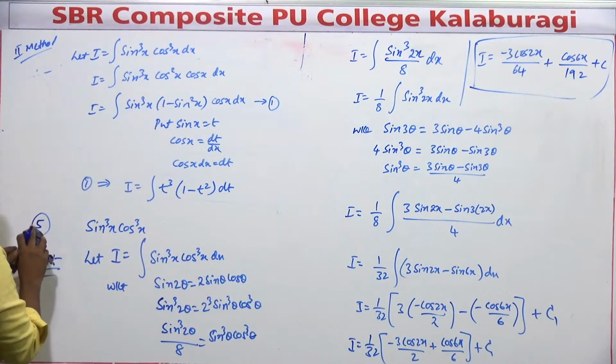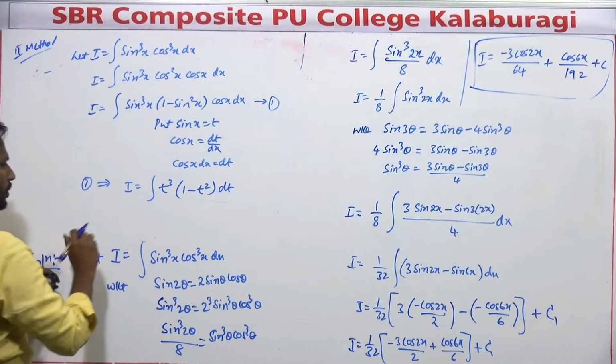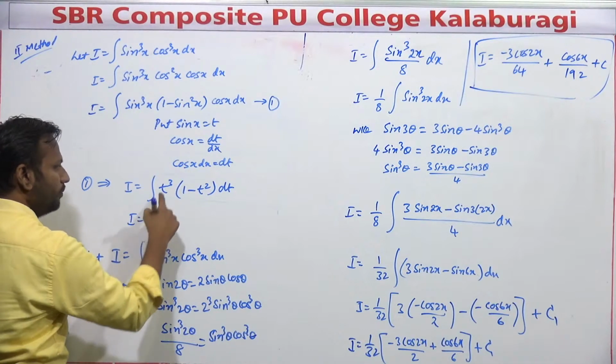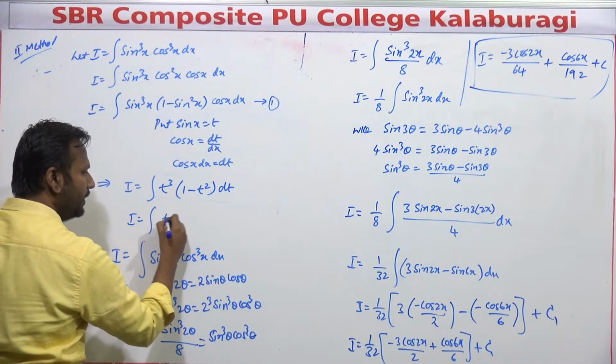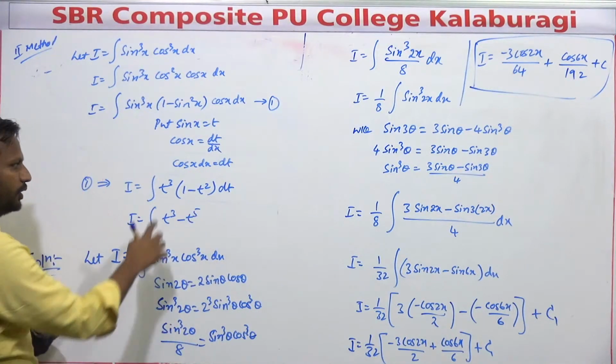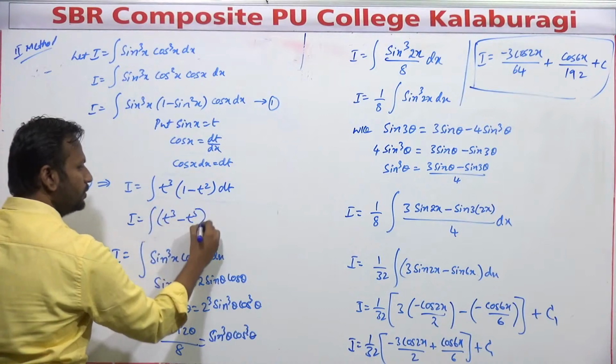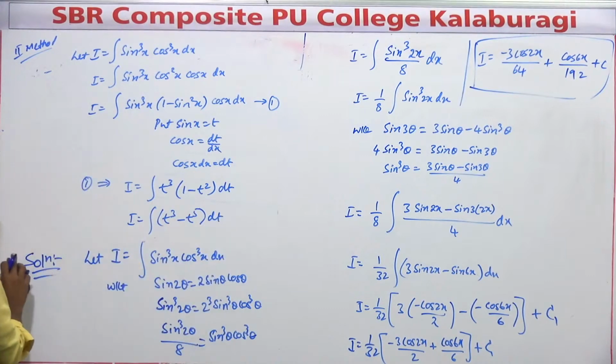So further you integrate it. This is the second method I am explaining to you. So I equals the integral of, multiplying inside, t cube into 1 is t cube, and t cube into minus t square is minus t raised to 5. A raised to m into a raised to n is a raised to m plus n, so 3 plus 2 is 5. Right? So dt.